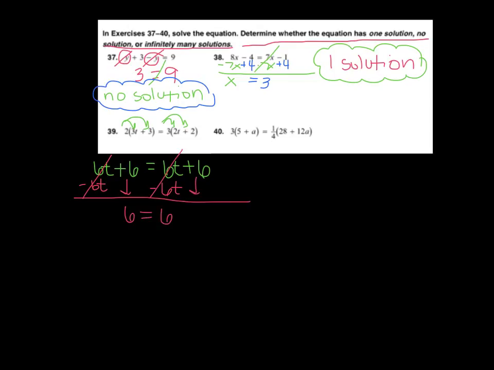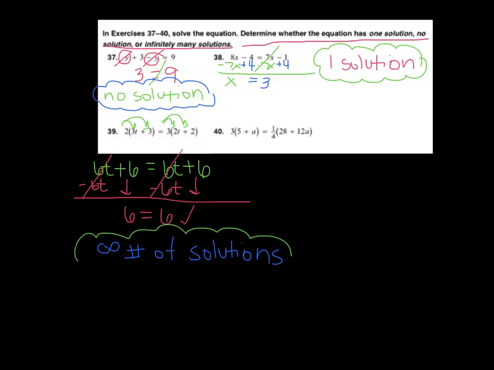So unlike with 37, when my variables canceled out here, what I was left with was actually true. And that's how I know that there's an infinite number of solutions here. So that would be my answer on this one. Okay, I'm going to pause. I've done one of each type. I would like for you guys to try to work number 40, and then you can restart the video and check your work with mine.